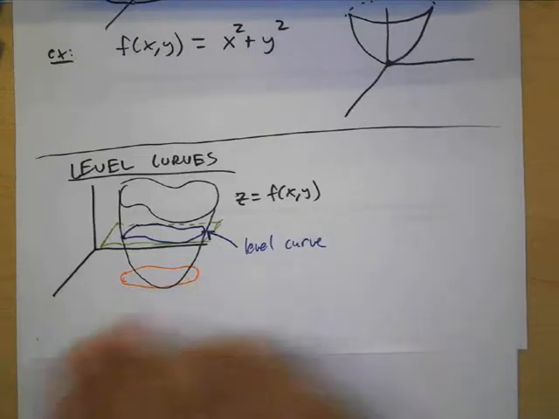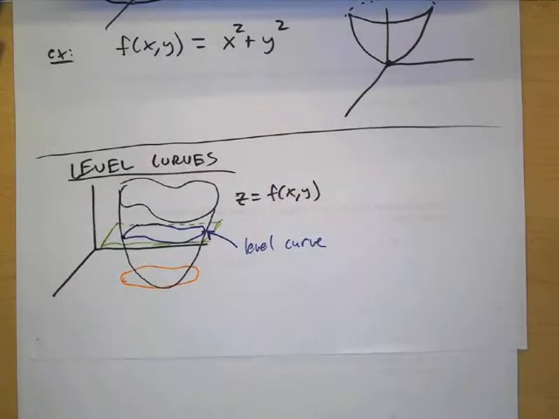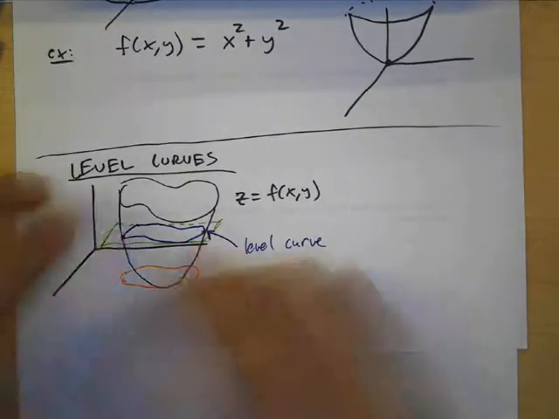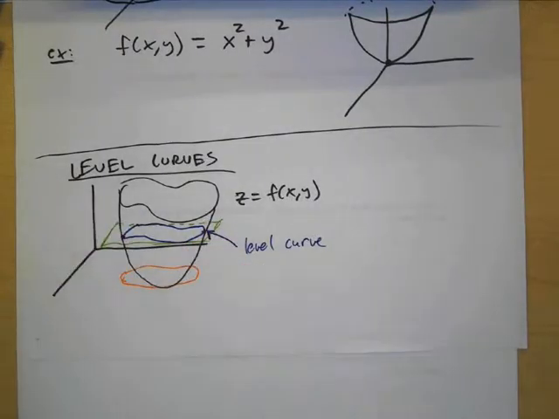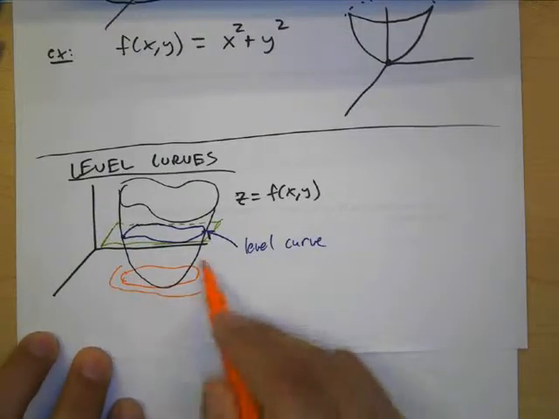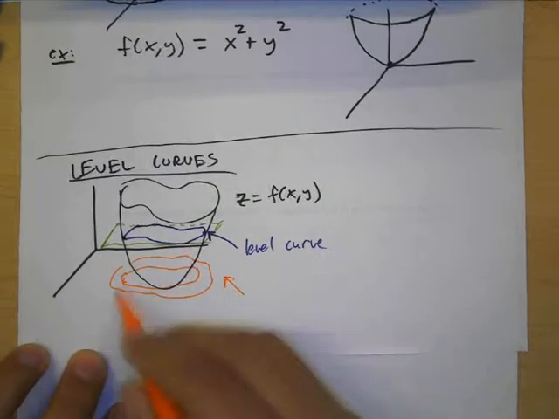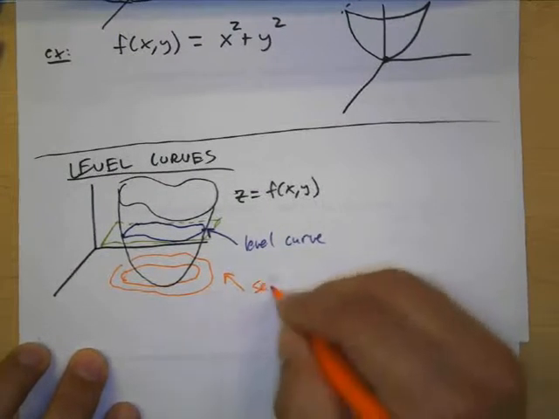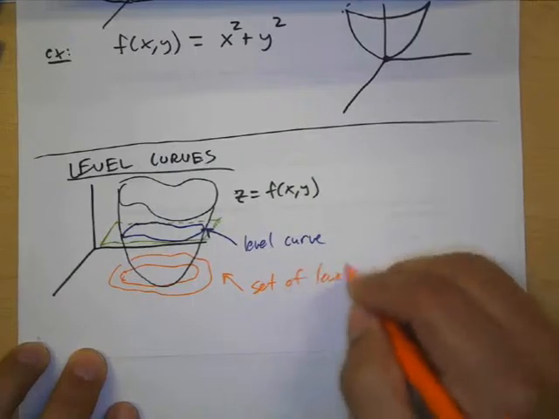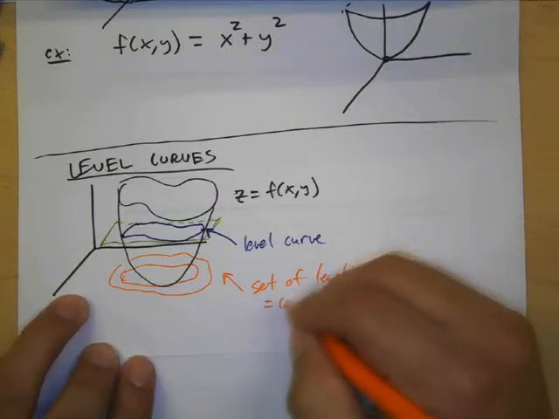If I took another slice, maybe more in the positive z direction, we would get something similar but a little larger. Does that make sense? And if I put that on the xy plane, maybe I get a different level curve. So this orange set on the xy plane is the set of level curves. And together, this is what we call a contour plot.